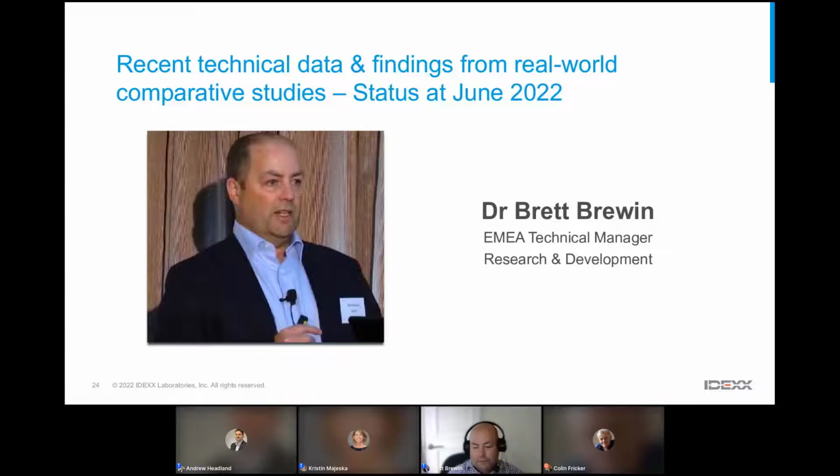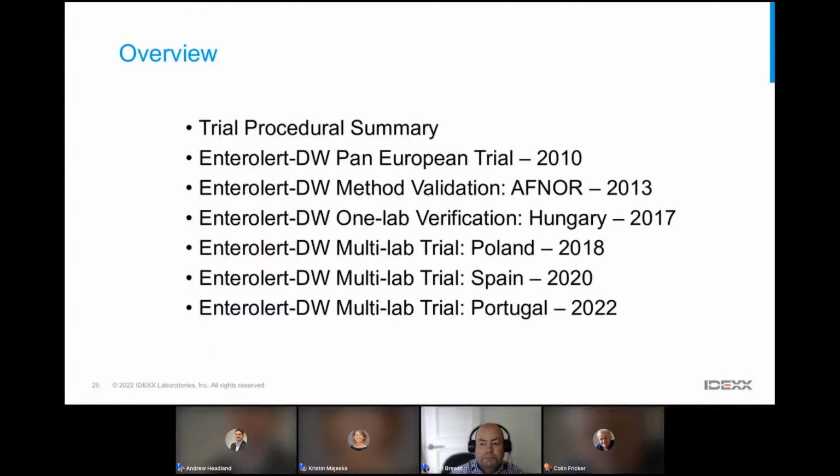And the reason I'd like to go through these trials that have been performed over the last 12 years is because I've been involved in all of them on a technical level, and I've worked with many countries and many great laboratories in seeing these trials through. I'll begin by sharing some brief details of the trial procedures themselves that we use when we're comparing two methodologies. And following on from that, I'm going to share some details of the individual trials performed over the last 12 years or so, along with a summary of the results obtained during each trial.